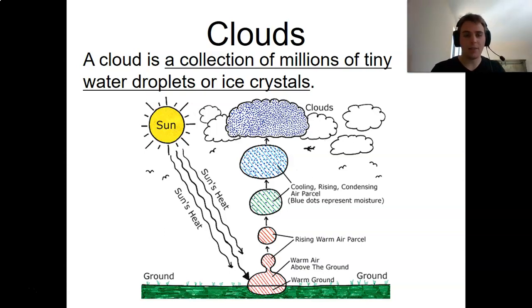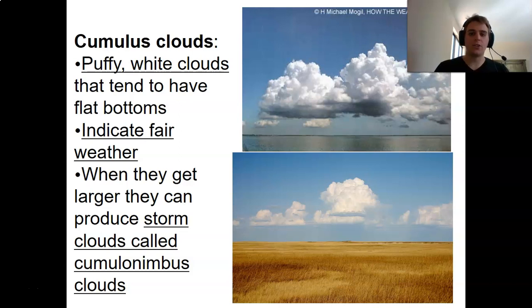When that does happen, that's when we get rain or snow or other precipitation. Okay. So let's talk about the different types of clouds, and you will actually need to know the different types of clouds. So the first ones that we usually think of when we think of clouds is cumulus clouds.